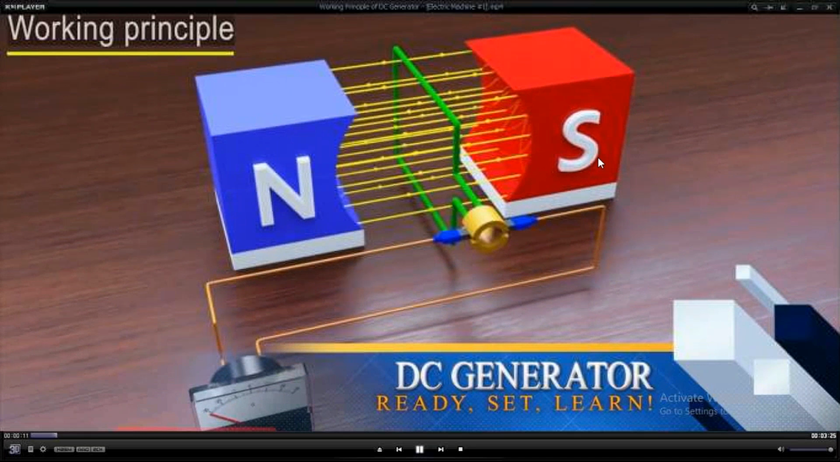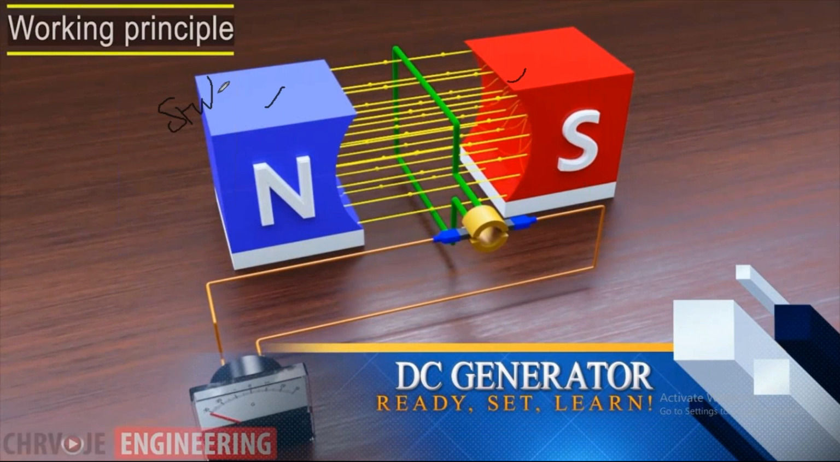Here just imagine that these two are the stator and this is the rotor, and we are giving mechanical energy to the rotor and getting electrical energy from the stator. Just assume that in the stator we have poles, north pole and south pole, so there are pairs of poles.